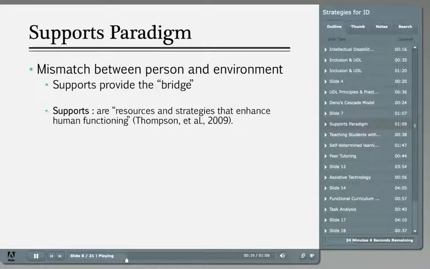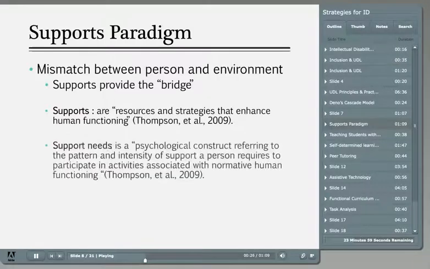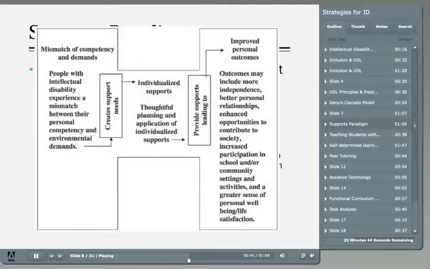Supports in this paradigm are the resources and strategies put in place to enhance human functioning. Support needs are then the psychological construct referring to the pattern and intensity of supports needed in order for the individual to participate in activities associated with normative human functioning. Essentially, the supports paradigm offers a way to enhance access to more typical settings and activities through the use of supports. It is important to understand that we all need supports.